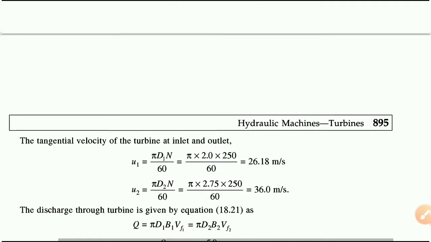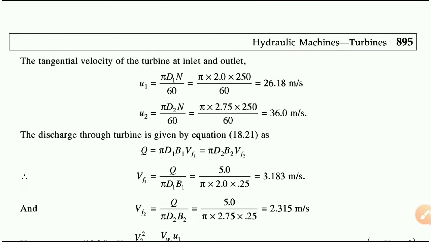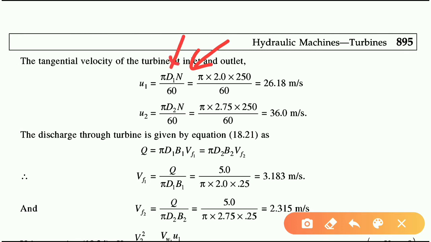The first thing is to find u1 and u2, as the speed and diameter are already given in the problem. Hence we can easily calculate the tangential velocity at inlet and outlet. It is equal to pi D N by 60. So by calculating this, we get tangential velocity at inlet u1 equal to 26.18 and at outlet u2 equal to 36.0 meter per second.